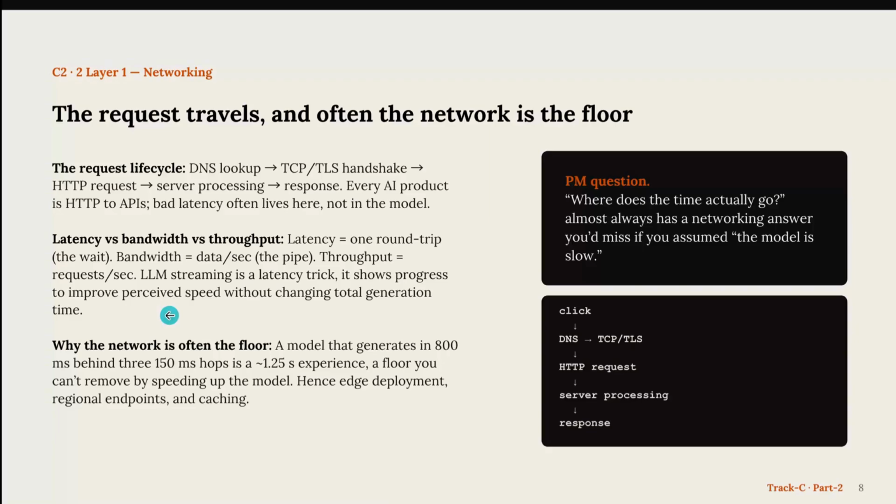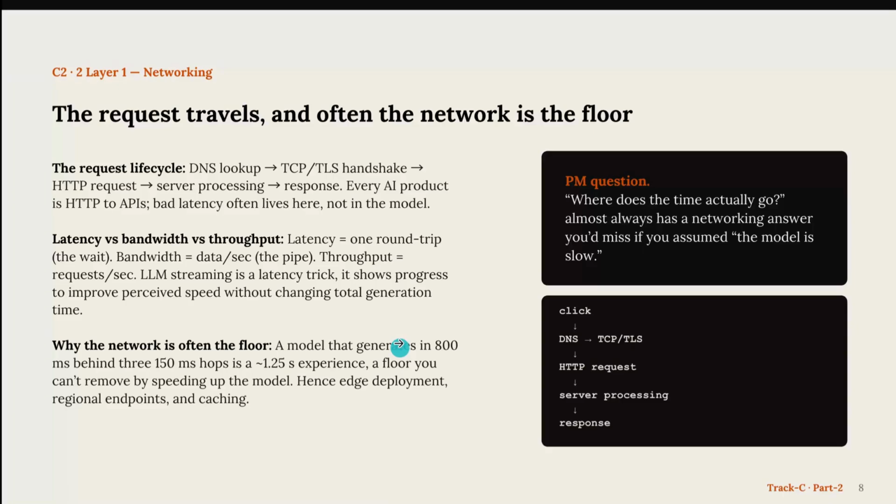And why is the network often the floor? Imagine a model generates in 800 milliseconds behind three 150 millisecond hops. So you're adding three 150 milliseconds, which is 450 milliseconds. 800 plus 450 milliseconds, which is a 1.2 second experience. Here itself, half a second of latency is added just because of three hops, and that's why it becomes the floor for you. Beyond this, you cannot improve the model's speed. Also, even if you try improving, there is a 450 millisecond latency because of three hops here.